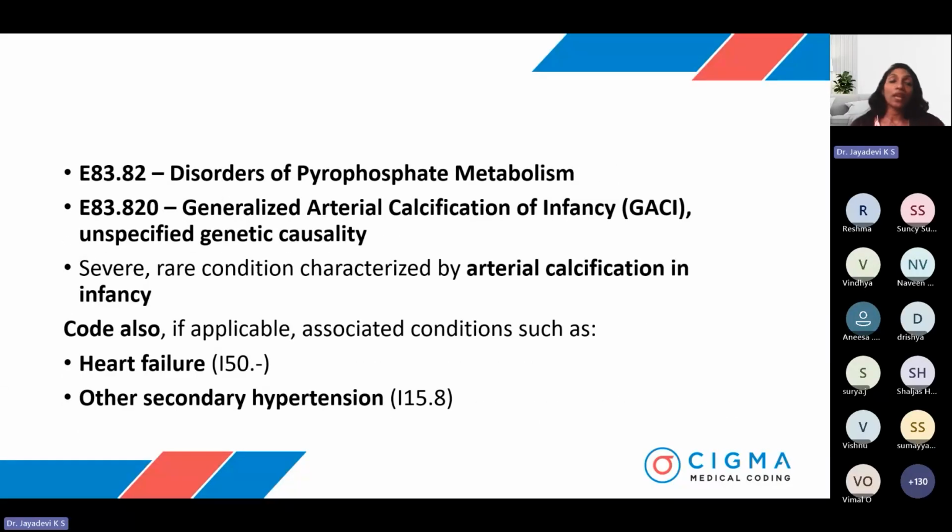And E83.82 is for disorders of pyrophosphate metabolism, generalized arterial calcification of infancy. There are different types there, and we are going to deal with that. E83.820 is a severe and rare condition characterized by arterial calcification in infancy. Here you must note that if heart failure or secondary hypertension is documented, you have to compulsorily add that if it is mentioned in the record.